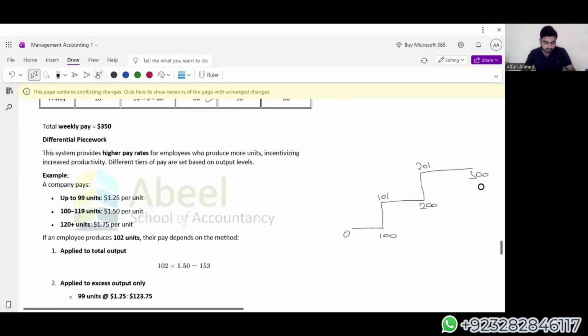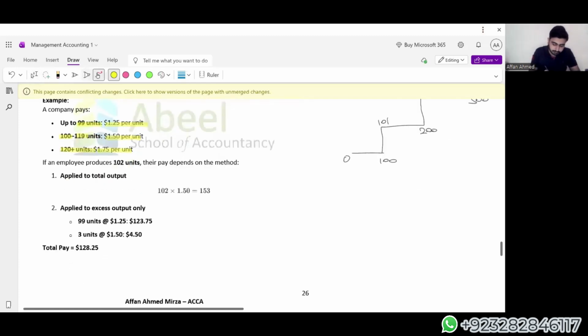Okay. So here is an example. A company pays $1.25 up to 99 units. If an employee produces 100 to 119 units, he is getting paid $1.50 per unit. And if he produces 120 plus units, he is getting $1.75 per unit. So the more production they do, there is an incentive to produce more. They are working hard so that they can get a higher piece rate. Okay. So if an employee is producing 102 units, their pay depends on the method. Applied to total output, 102 times 1.5 is 153. So 1.5 is the rate that falls in this hierarchy, and we can go.